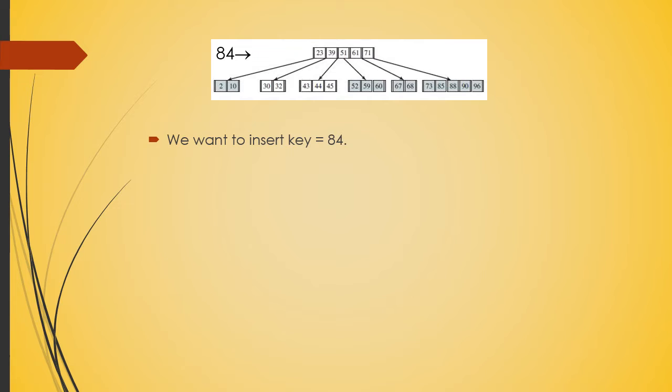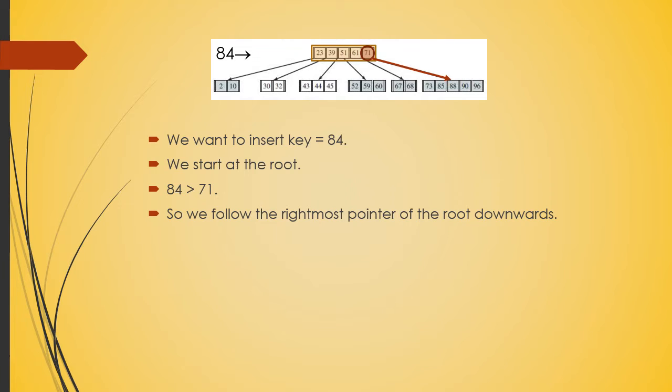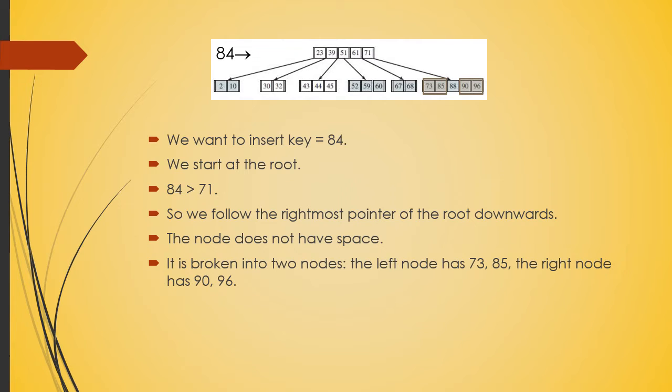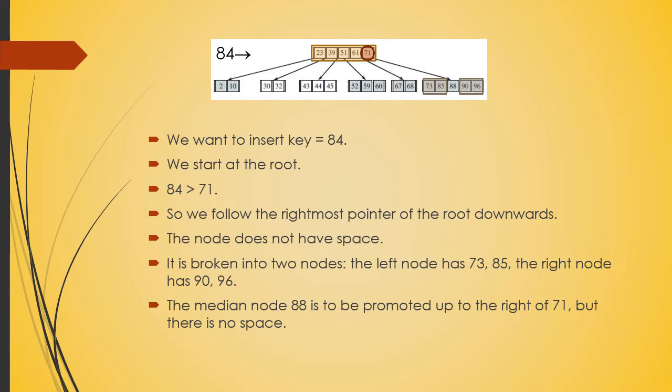We want to insert key equals 84 in this tree now. We start at the root. 84 is greater than 71, so we follow the rightmost pointer of the root downwards. The node does not have space. It is broken into two nodes. The left node has 73 and 85. The right node has 90 and 96.